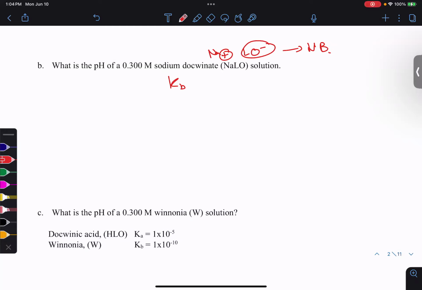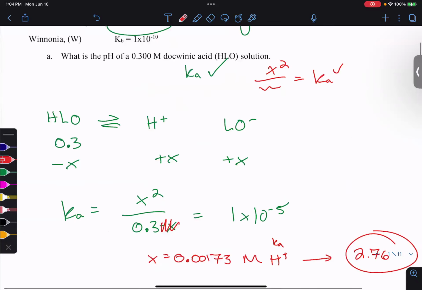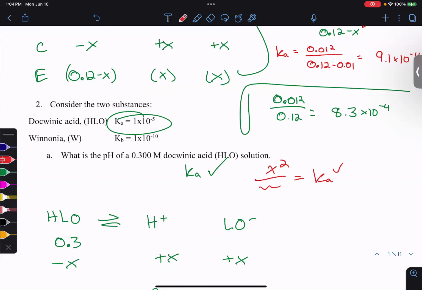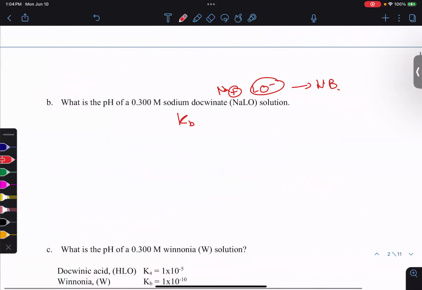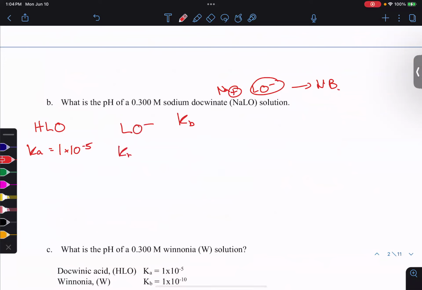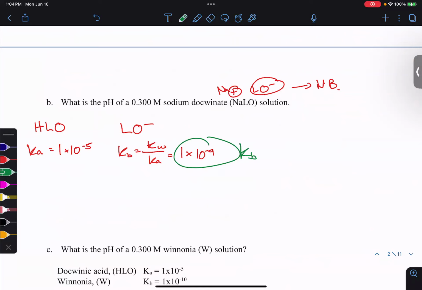Did I give you the Kb of docwinate? No, I gave you a Kb of winonia. That's something else. So how am I going to get the Kb of docwinate? I'm going to use Ka. Remember, for an acid-base conjugate pair, HLO has a Ka of 1 times 10 to the negative 5. LO minus is a base. It has a Kb of Kw over Ka. So its Kb is 1 times 10 to the negative 9. That is the Kb that we want to use, of the conjugate base.